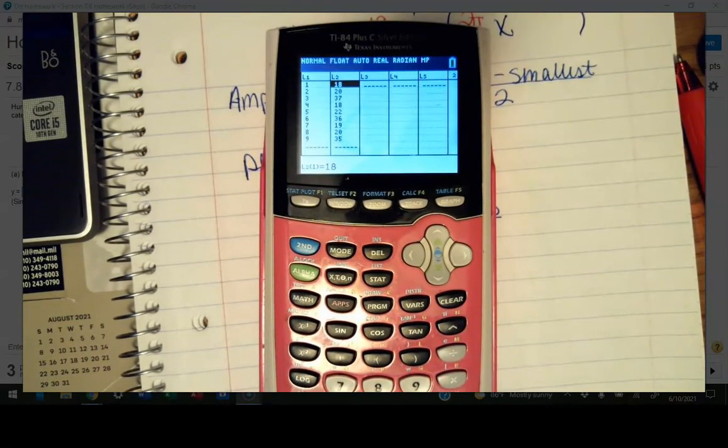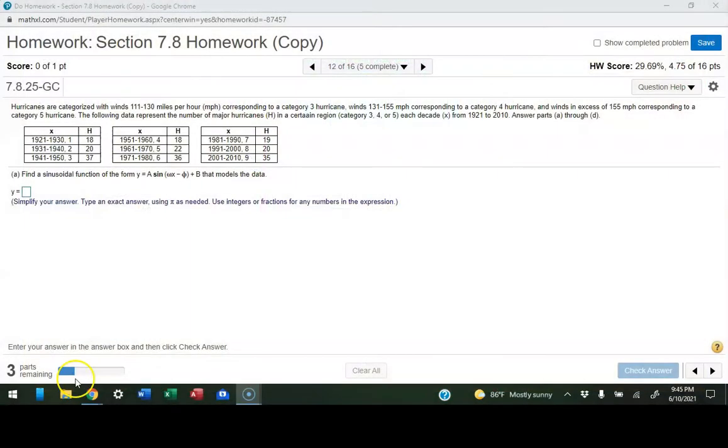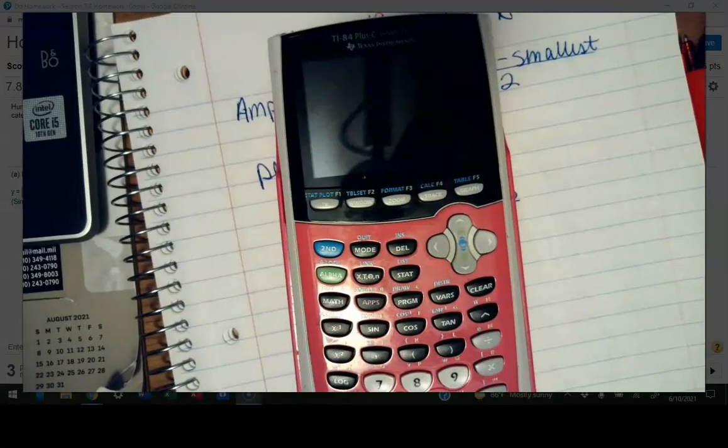When I do, hang on, my computer just froze. What is happening? Why did my computer freeze? I don't know if I'm still recording. Okay, I thought my computer was frozen. I don't know if it was or not.